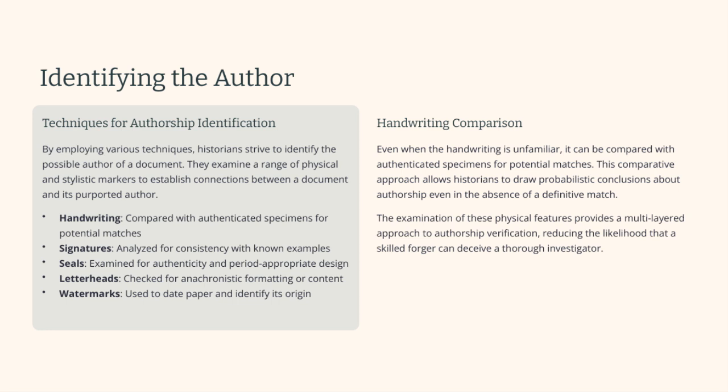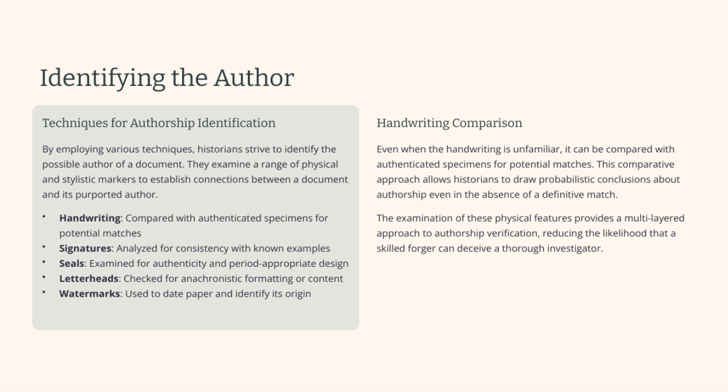For example, with handwriting comparison, we analyze the style of the handwriting against known samples. Signatures are checked for consistency with those we've already authenticated. Seals are examined to confirm their authenticity and whether they match the period's typical design. We also look at letterheads to spot any formatting or content that doesn't fit the historical context. Watermarks are used to help date the paper and determine where it was made.